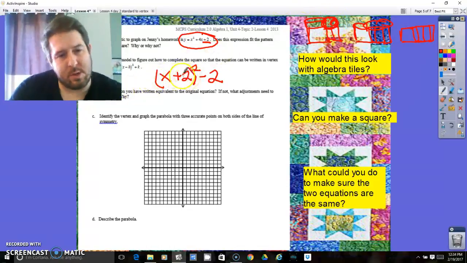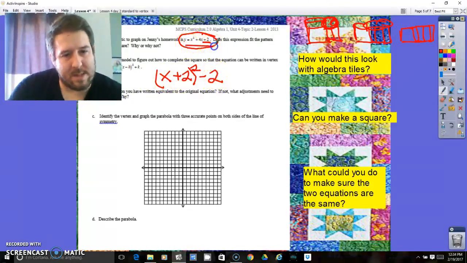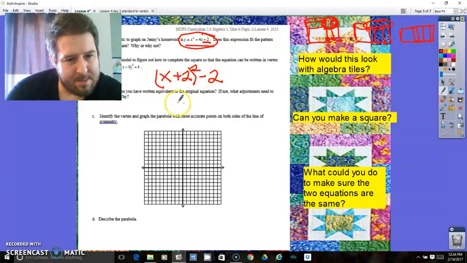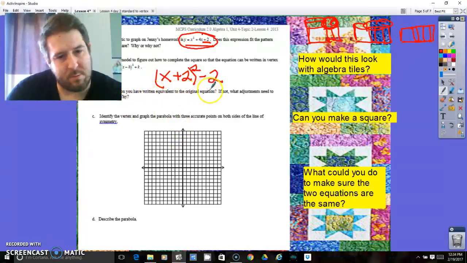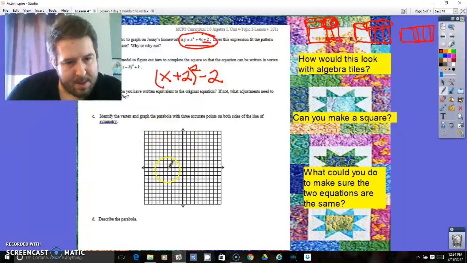And now notice what you got. We just turned standard form into vertex form, which was the objective for this lesson, just that easily. So is the equation you have written equivalent to the original equation? Yes, it is. It's equivalent because I've got an x plus 2 square minus the 2 blocks that I didn't have to begin with. And then I could simply graph that by going left 2, down 2, right there.